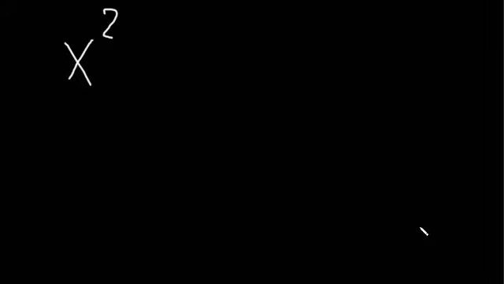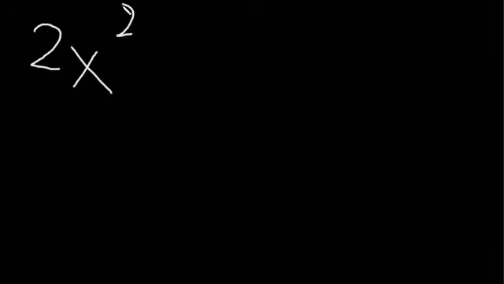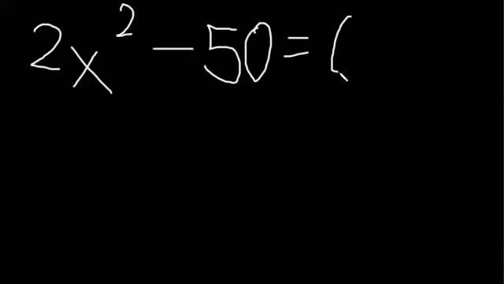This time, I'll let you answer the problem. Alright, let's say 2x squared minus 50 is equal to 0. I'm leaving this to you for a little while.